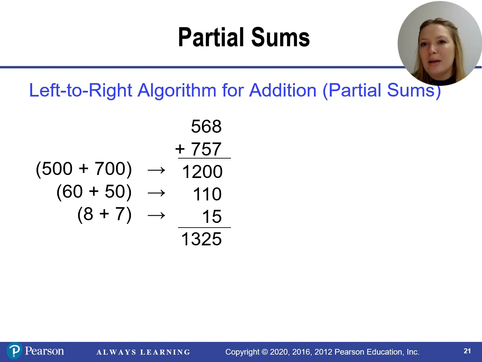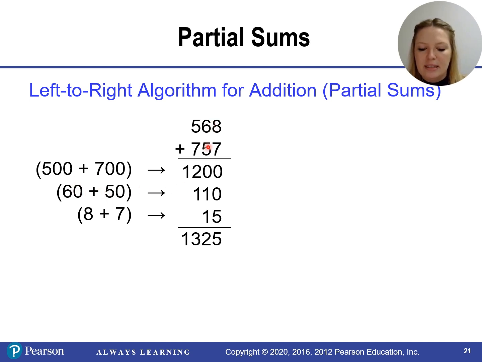We can also think about going from left to right. We don't have to always add our ones first, then our tens, then our hundreds. We could add our hundreds first. So if I say 568 plus 757, I can say, okay, 500 and 700, that's 1200. Then I might say my tens place.